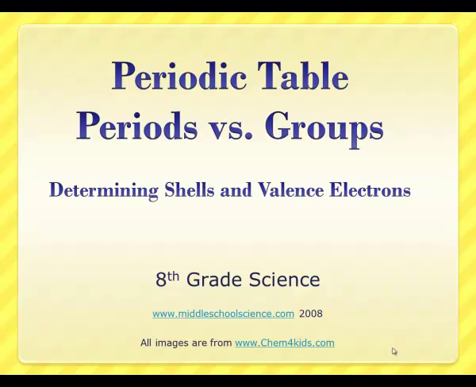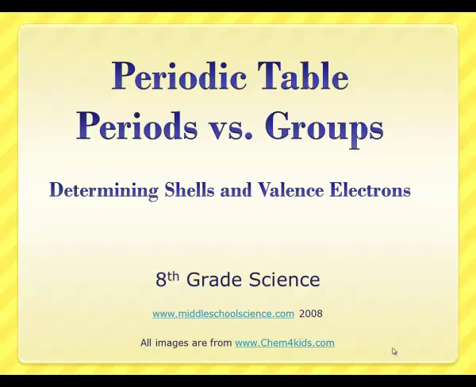Hello, today we're going to be working on some notes about the periodic table. Our focus is going to be on the difference between a period and a group, and you will also learn how to determine how many shells and how many valence electrons a certain element has. So let's begin. We will be going back and forth between a PowerPoint and writing notes into your ISN.